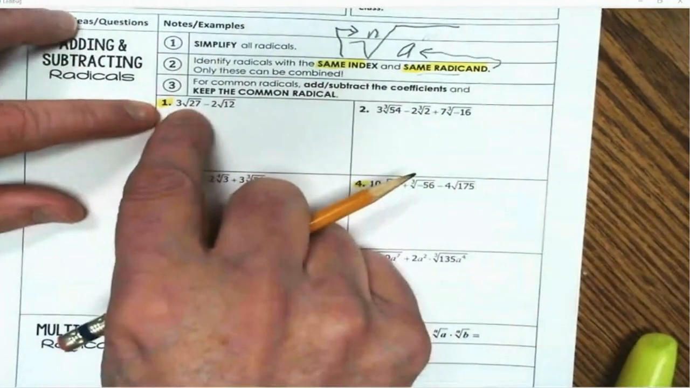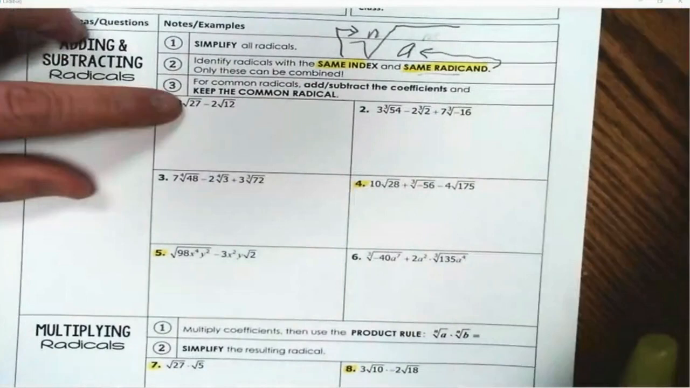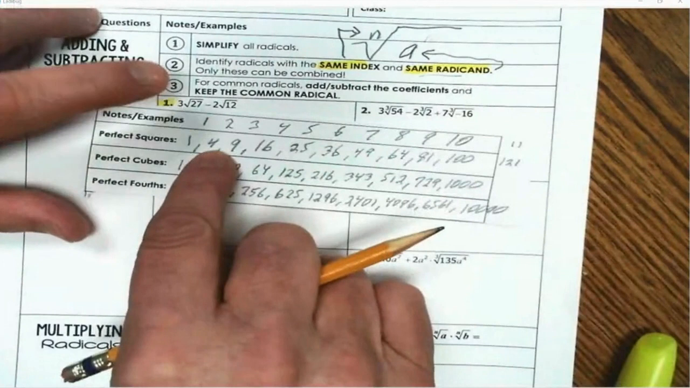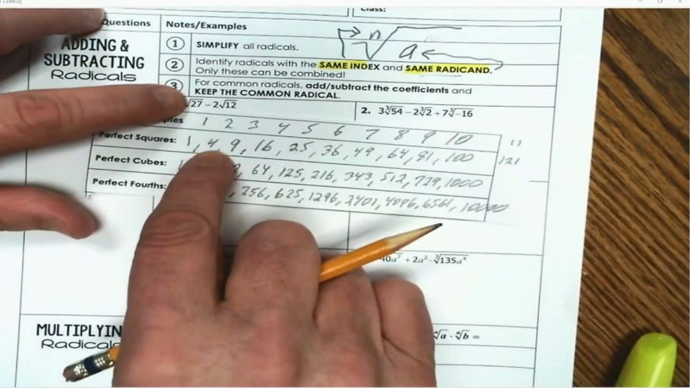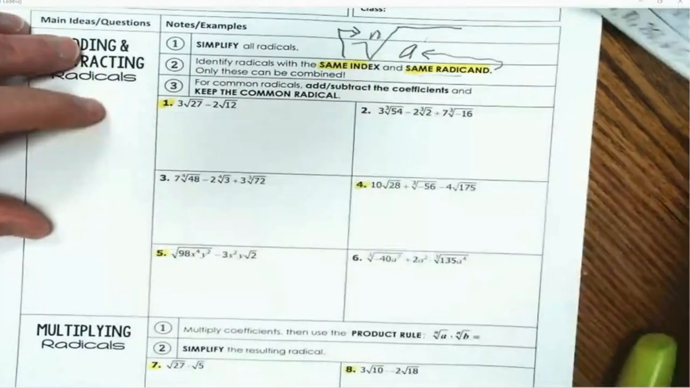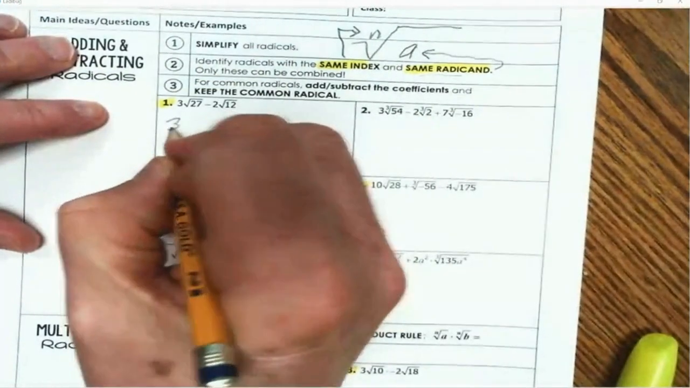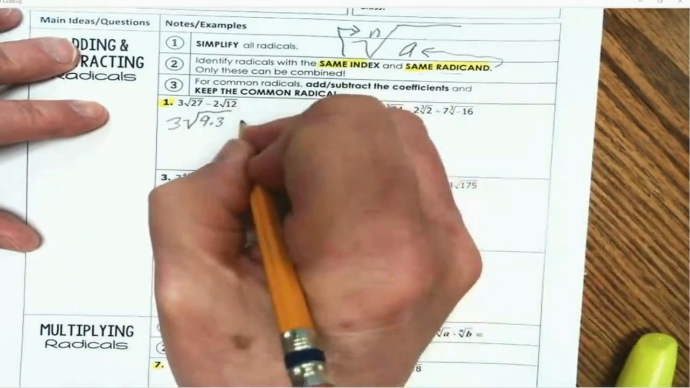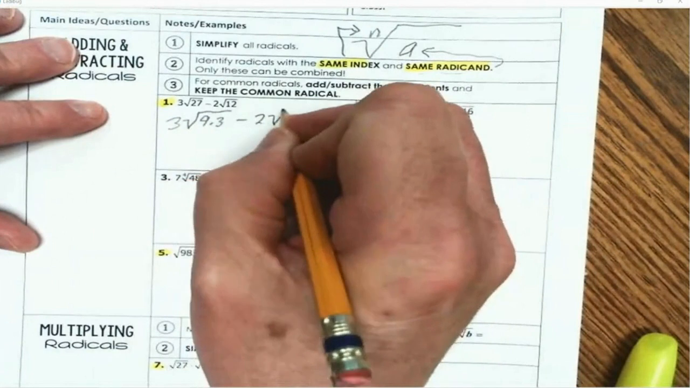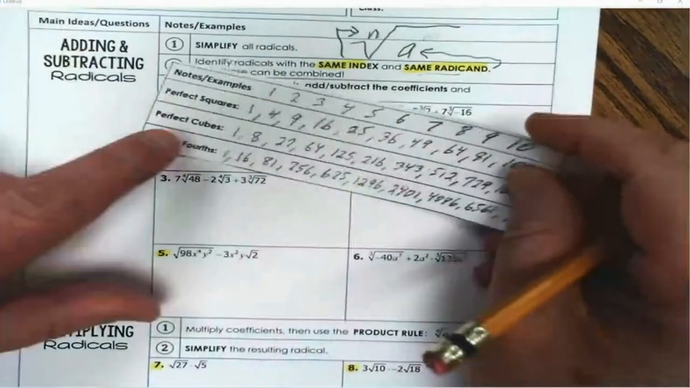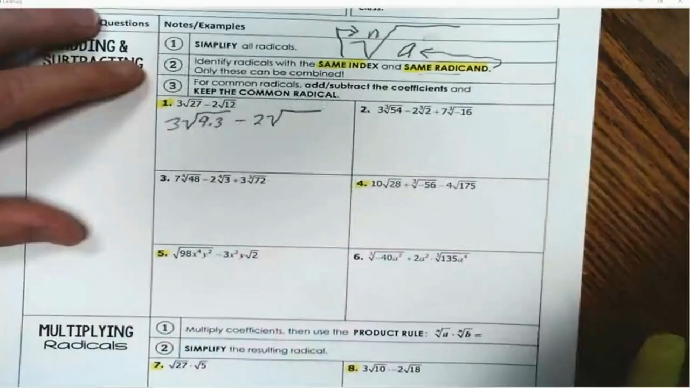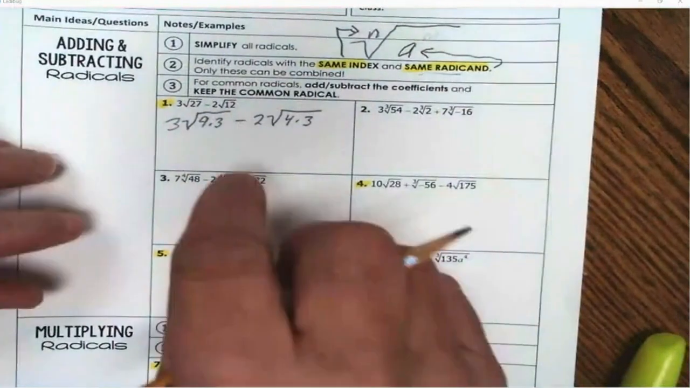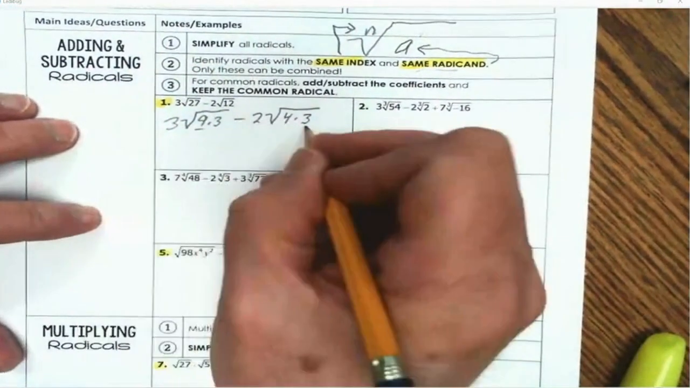But let's simplify. What square root is in 27? 1 does not go into 27. 4 does not go into 27. That's an even number, so this would have to be even. 9 will go into 27. So this is the same thing as 3 square root of 9 times 3 minus 2. What can we do with 12? 4 goes into 12. So 4 times 3. We can rewrite that like that. So now we can take the square root of those numbers.